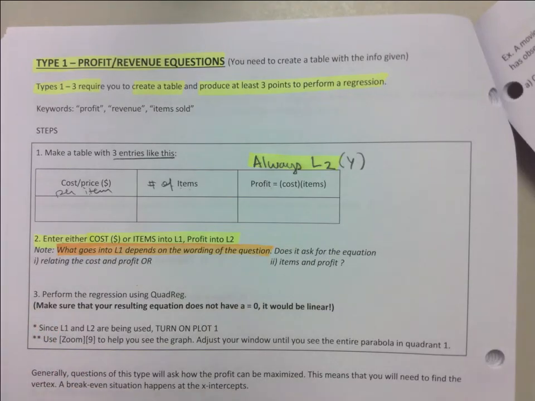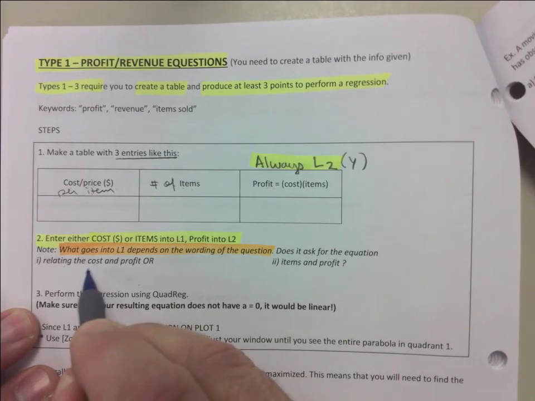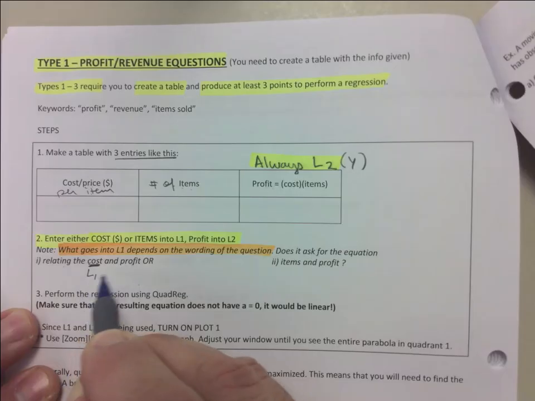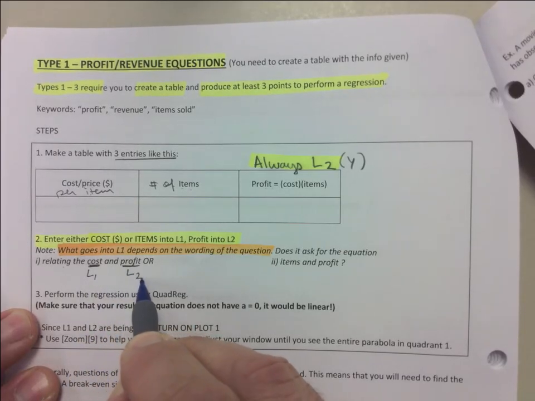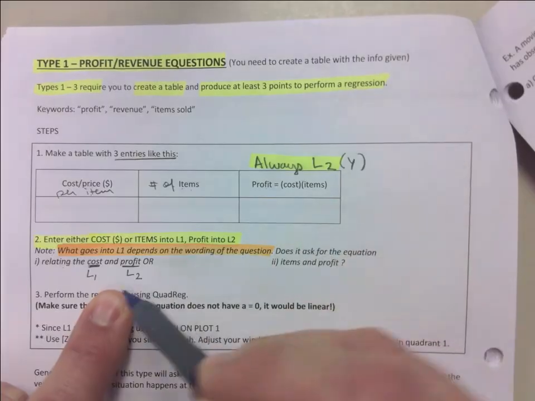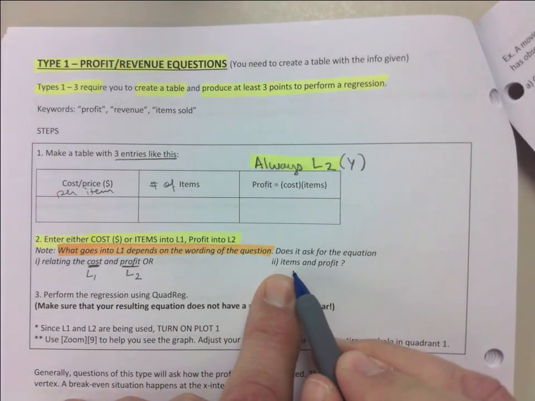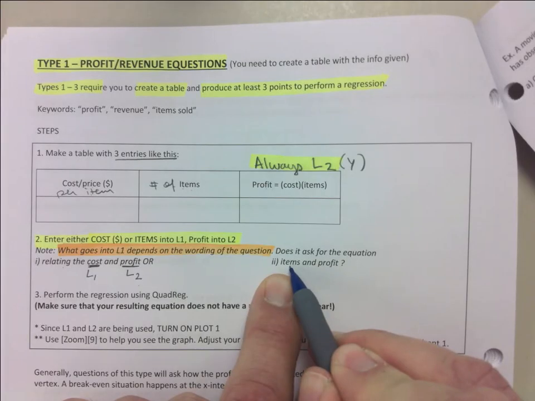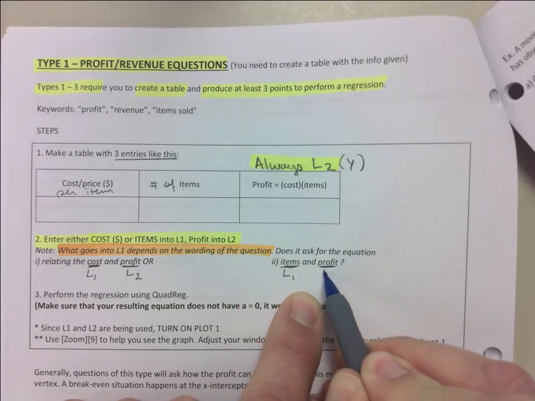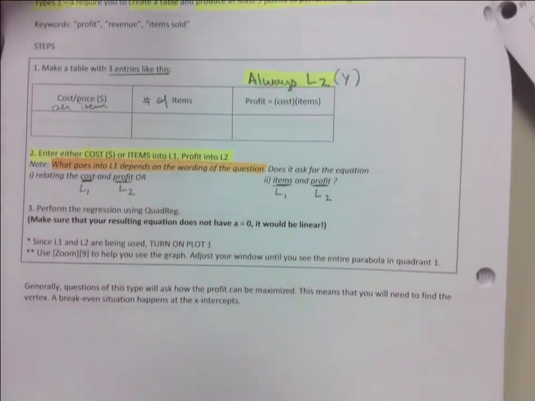If it says, come up with an equation relating the cost and the profit, what would you do then? If it says cost, then what goes into L1? Hint, hint, cost goes into L1, and profit, as always, goes into L2. Whatever numbers you have in this column go into L2. If the question asks, come up with an equation relating items and profit, then the items go into L1 and the profit goes into L2. So you just have to read carefully and go with it.